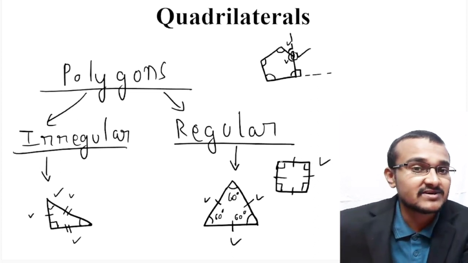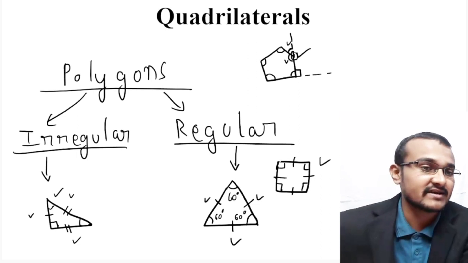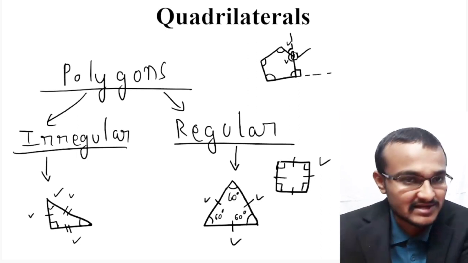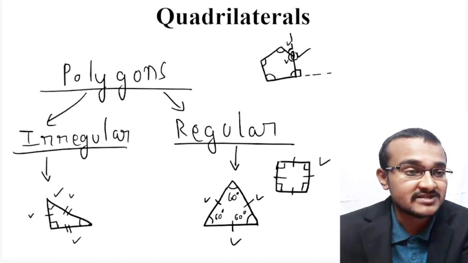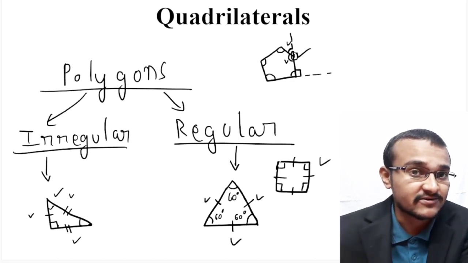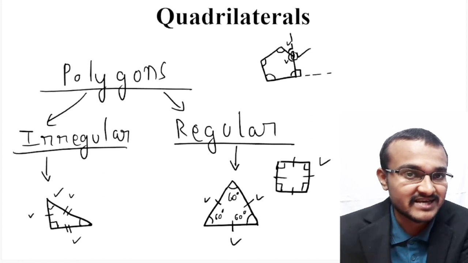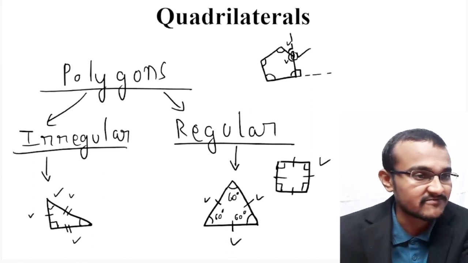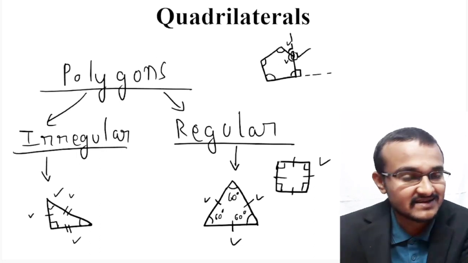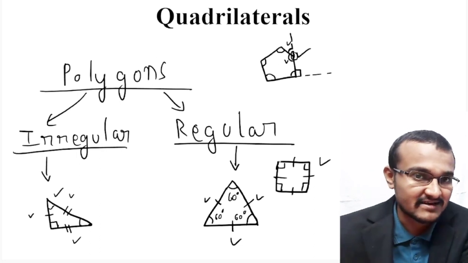Similarly, there can be a regular pentagon, there can be a regular hexagon. So whatever polygon it might be, all its line segments should be equal and all its interior angles should be equal. Only then can such polygons be known as regular polygons. If even one line segment is not equal, or even if one angle is not equal, then that is not a regular polygon. It will become an irregular polygon.